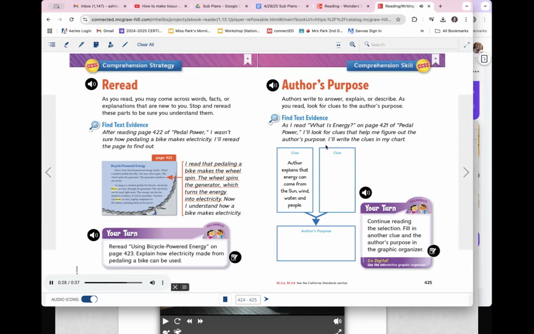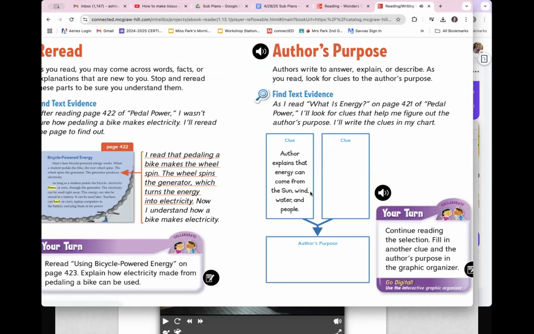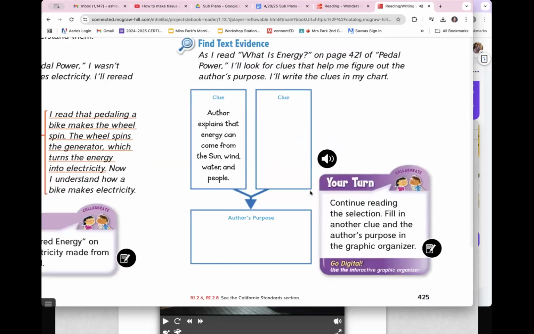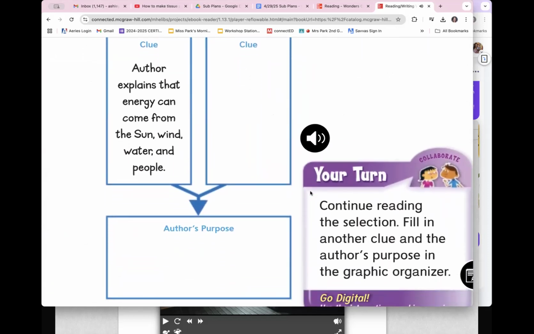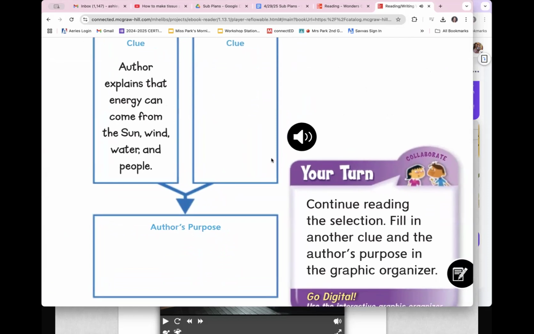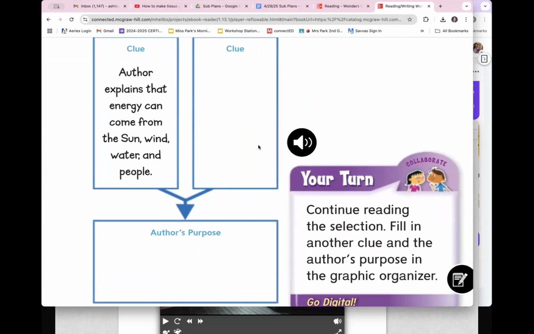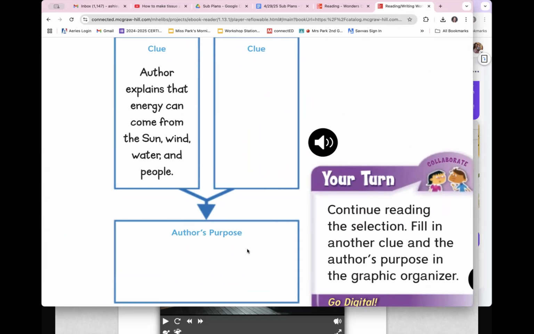Graphic organizer. Clue: Author explains that energy can come from the sun, wind, water, and people. So for your turn, you can continue reading the selection and fill in another clue and the author's purpose for the graphic organizer.